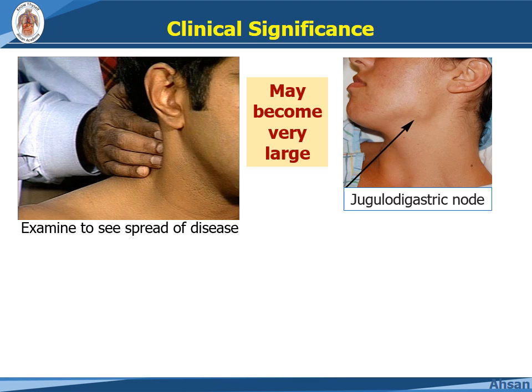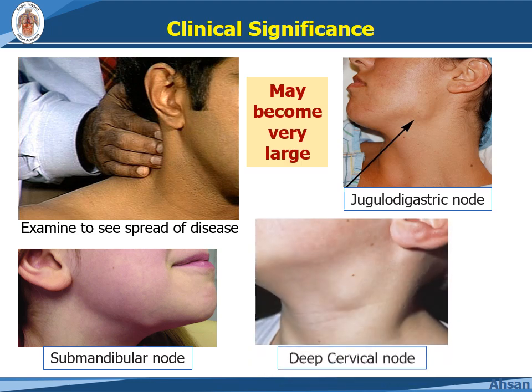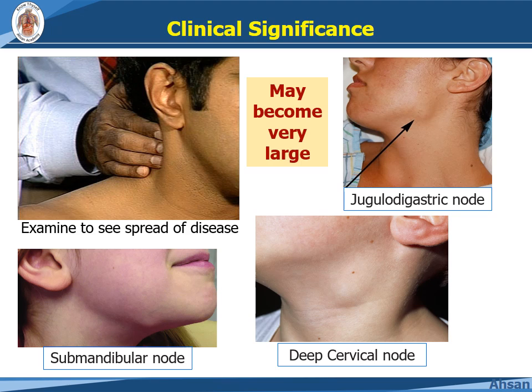You can see this is the jugulodigastric node visible here. This one is the submandibular lymph node. You can clearly see it. This one is the deep cervical lymph node, very large, and a very wide swelling is formed.